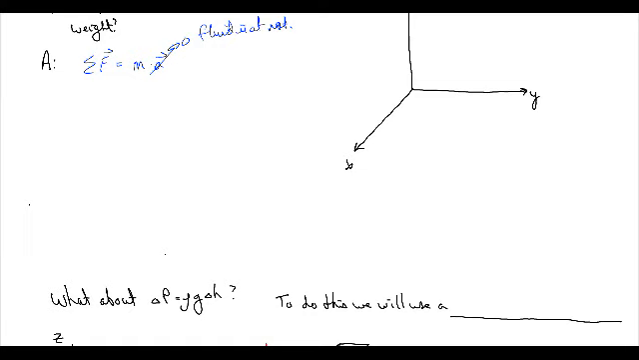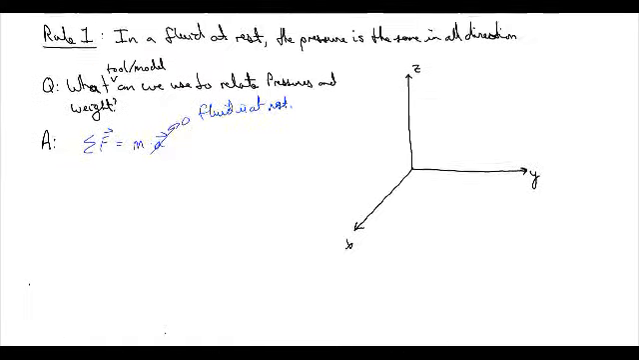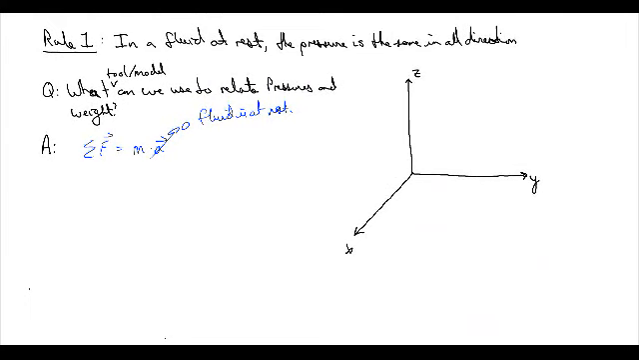Over here on this coordinate system, let's draw a fluid element that we're going to analyze using our sum of forces equals mass times acceleration. This is basically the start of a free body diagram, right? So if we start drawing this, we're going to draw a wedge of fluid.